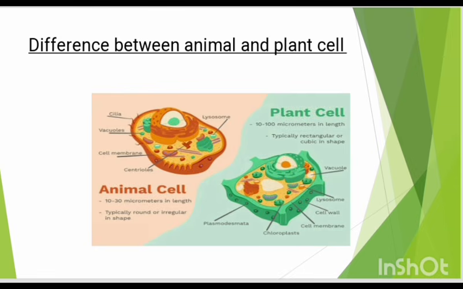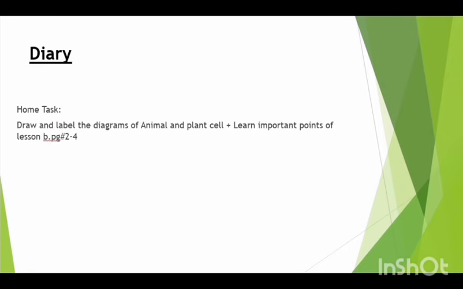Okay, lastly, this is the diagram of a plant cell and an animal cell. You have to draw and label both these diagrams in your register or notebook. In the next lesson, we will discuss the difference between animal and plant cells. So, this is the home task: draw and label the diagram of animal and plant cell and learn important points of book page number 2 to 4.